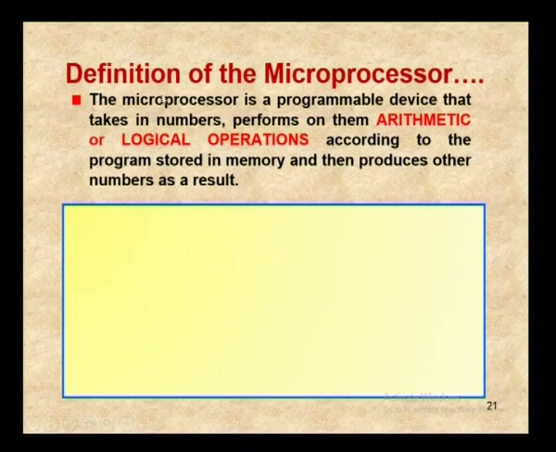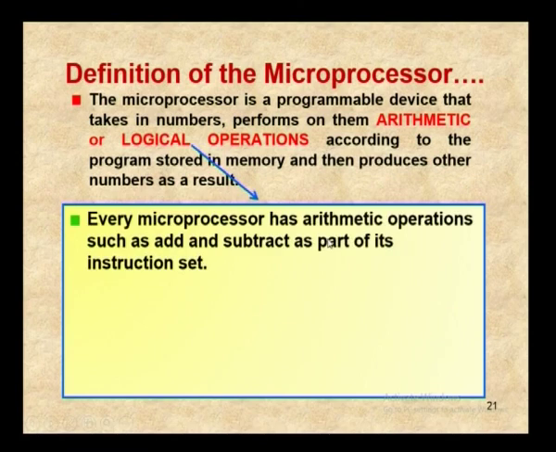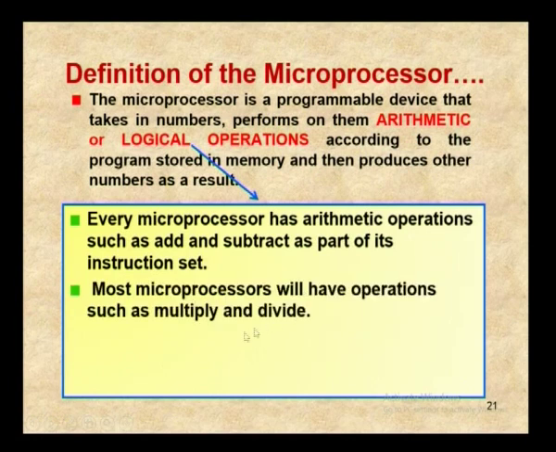Then again I am repeating the definition. It performs arithmetic or logic operations. So, what is meant by arithmetic and logic operation? Arithmetic operation means, as I already mentioned, addition and subtraction, and of course, 8085 cannot do multiplication and division. The other processors can do multiplication and division also. Then the latest processors can perform multiplication and division.